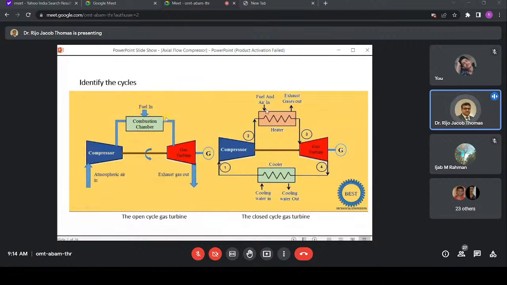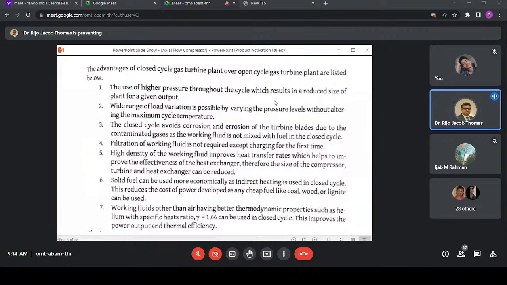So in a system like India, where we don't have much petroleum based fuels, coal based ones are more practical, though it is more polluting. It is practical and economical for countries like India, where there is an abundant source of coal, right? So that can be used more economically as indirect heating is used, okay? But this can't be used in an open cycle.